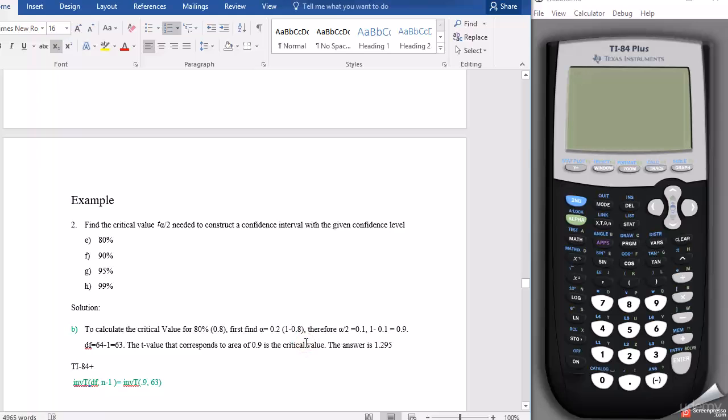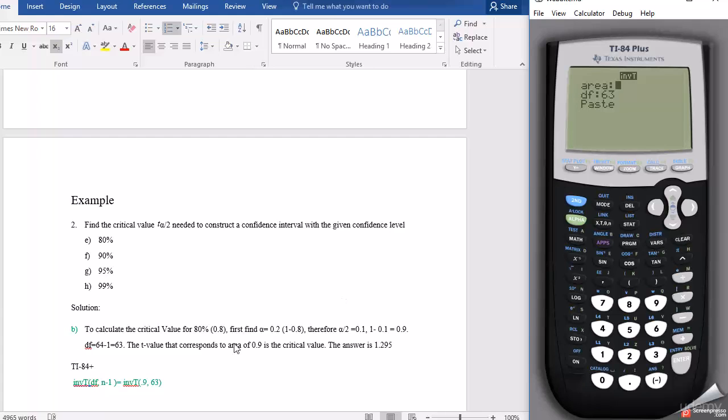So let me show you how to get this critical value for the t using the TI-84. So you turn this on and you go to second VARS, and then you're going to select number 4, which is invT. That is what we use to find the critical value for the t distribution.